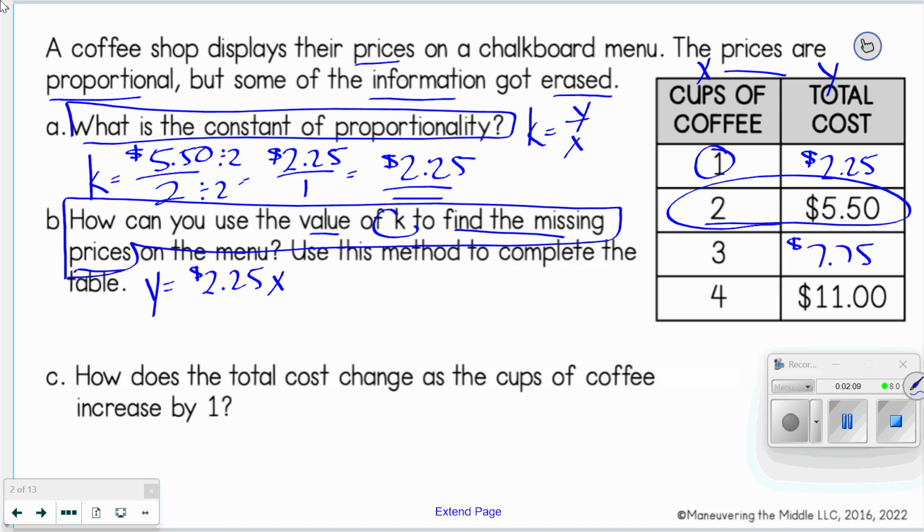You can also use the basic relationships of a table. These are going up by 1. So if these are going up by 1, these are going to go up by 2.75. So all I need to do is add 2.75 to this, and at $5.50, it gives me $8.25. How does the total cost change as the cups of coffee increase by 1? The total cost is going to increase by 2.75, or your constant of proportionality.